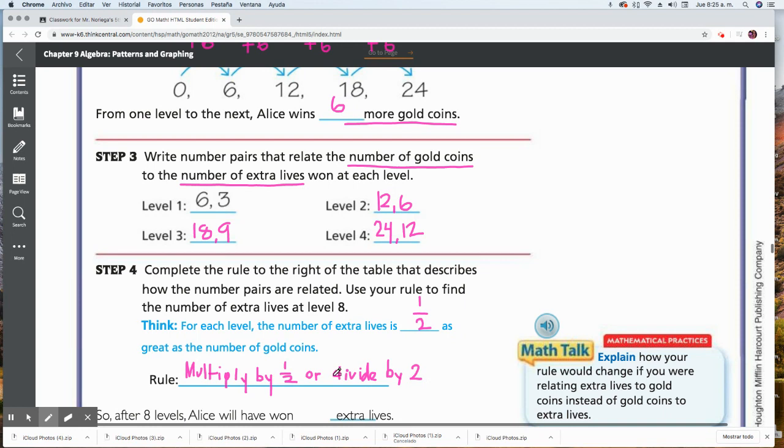We can multiply the number of coins by 1/2 to get the number of lives, or we can divide the number of coins by 2 to get the number of lives. So now that we know, let's go all the way back up to this right here.